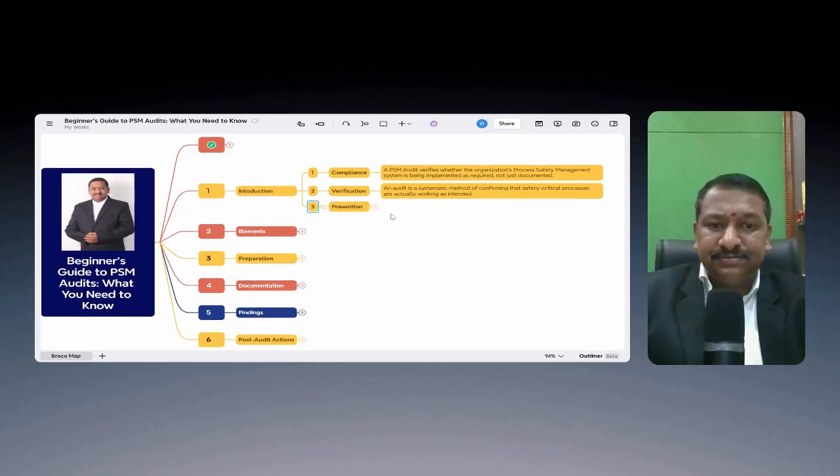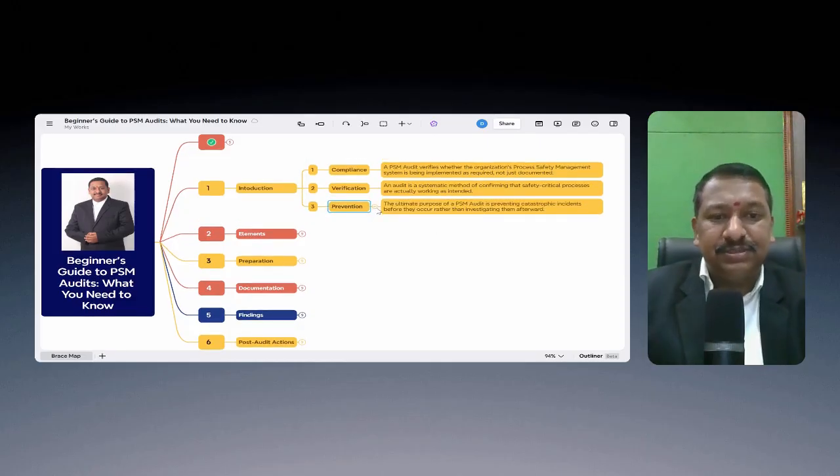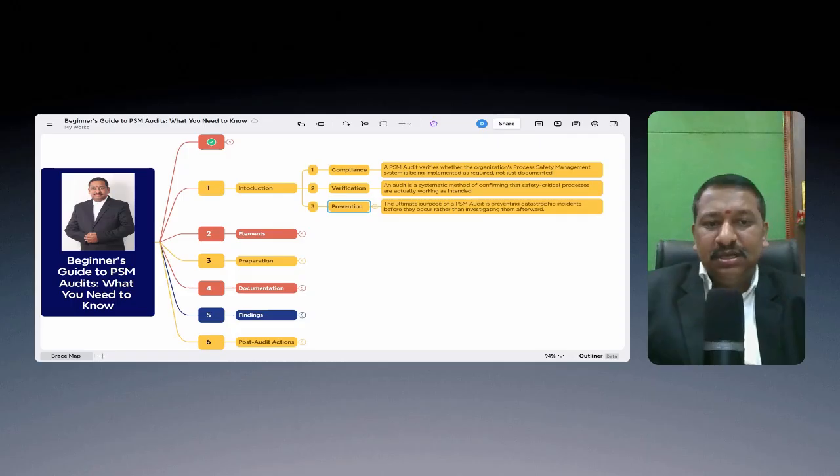Then it is prevention. The third aspect is prevention. So the ultimate purpose of a PSM audit is preventing catastrophic incidents before they occur rather than investigating them afterward. So these are the three aspects in the introduction.